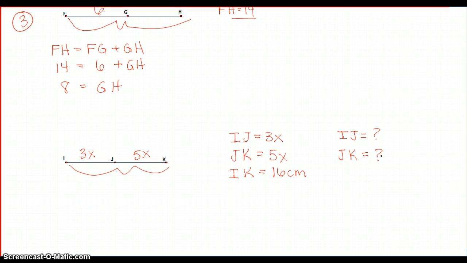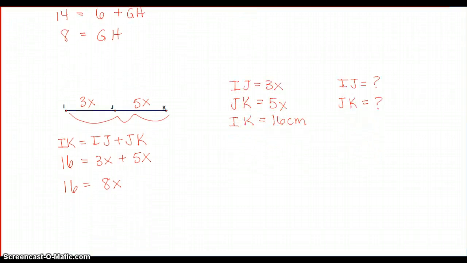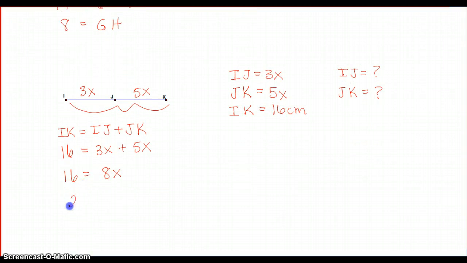So using what we saw in example 3 and example 2 and example 1, I'm going to write out the equation, IK equals IJ plus JK. IK is 16, IJ is 3x, and JK is 5x. We know from our polynomial unit that we can combine like terms. So I have 3 x's and 5 x's for a total of 8 x's. So 16 equals 8x. Divide by 8. And we found out that x equals 2.